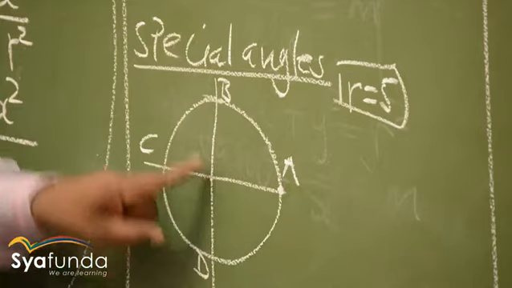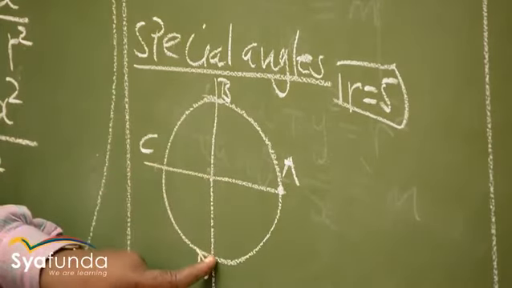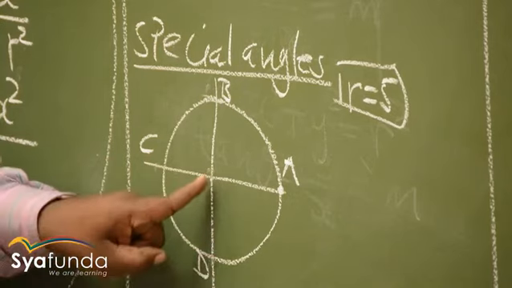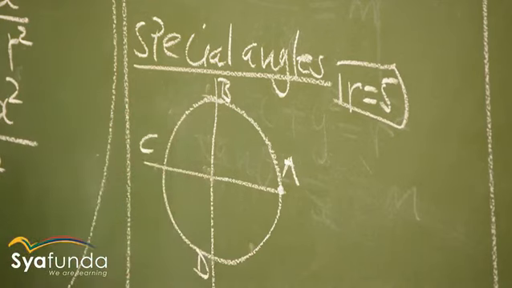The distance from here to there, it's a radius. From here to there, radius. From here to here, it's a radius. It is the distance. A radius is the same, whether I'm taking it from here to here or from there to there. It's the radius. A distance is always positive.